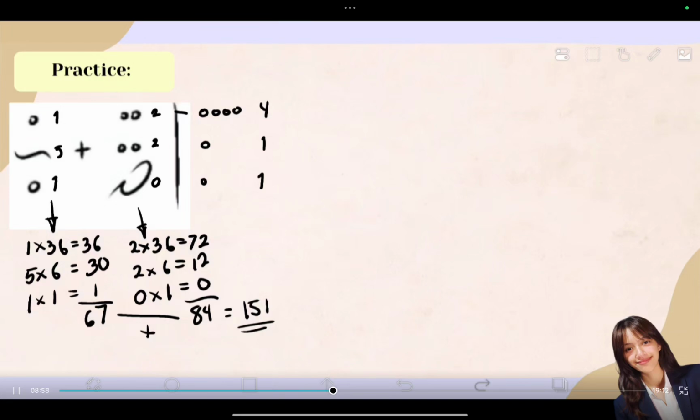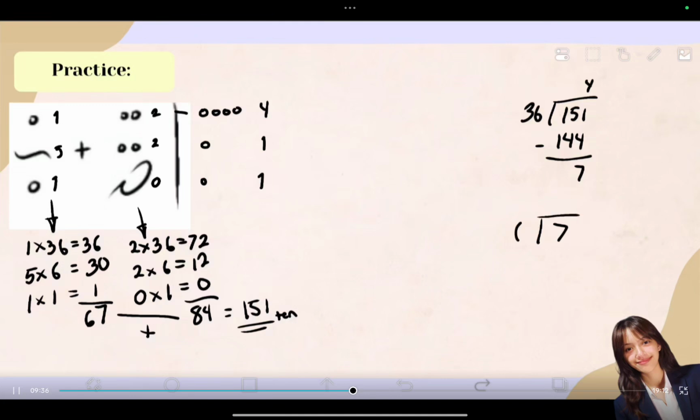Oh no, it is not 411. Remember, we converted this one into base 10. Now, to know if our answer is really correct, we will convert 151 back to base 6. How was that again? We will divide by place value of 6. So, 151 divided by 36 is 4. 4 times 36 is 144. We subtract that. We will have 7. Now, is 7 still divisible by 6?